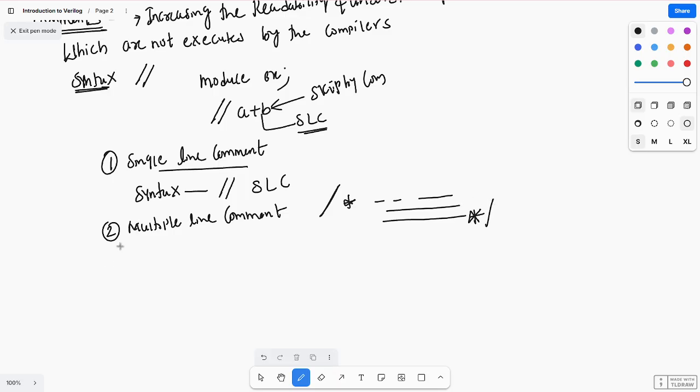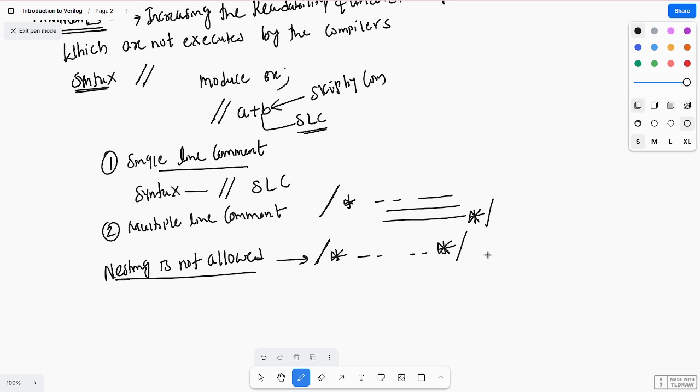Nesting is not allowed. What is nesting? Comments under comments. Suppose you write forward slash star and some comments, and again inside it you write more comments with star slash. This is not allowed; the compiler will not take it. Is it fine? Did you understand?